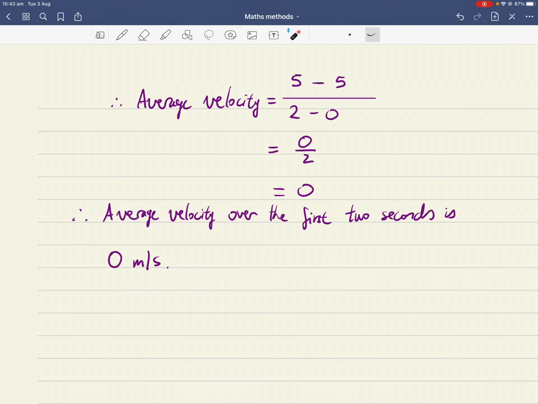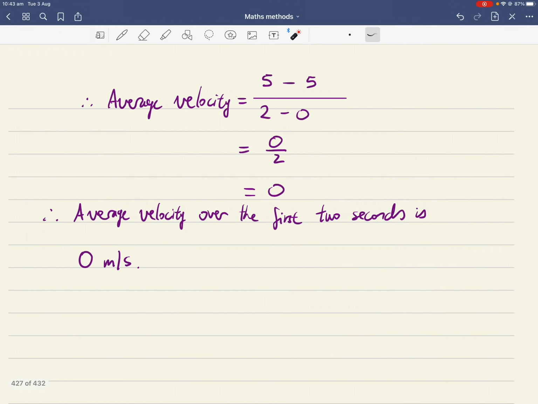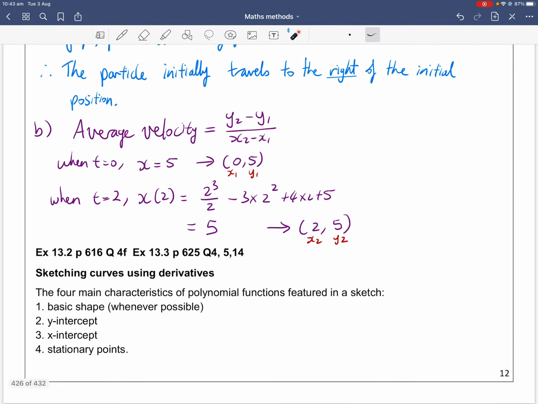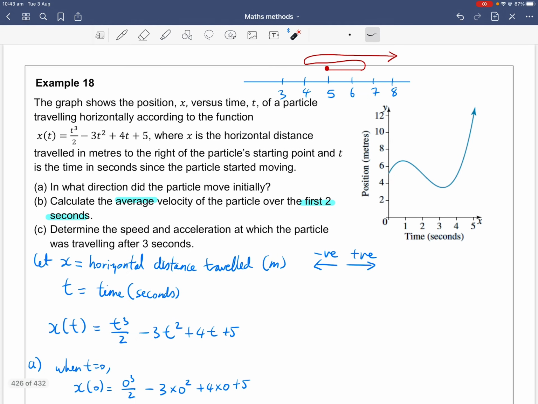Now, just because the average velocity is 0 doesn't mean the object hasn't moved, right? So velocity, remember, is speed but with direction. If you look at the picture, essentially what it's saying is if we started at 5 when time is 0, it moved to the right to a maximum of about 6.5, and then it turned around and moved back to that same position point of 5 at the time 2 seconds.